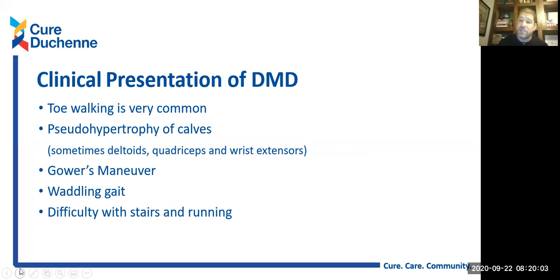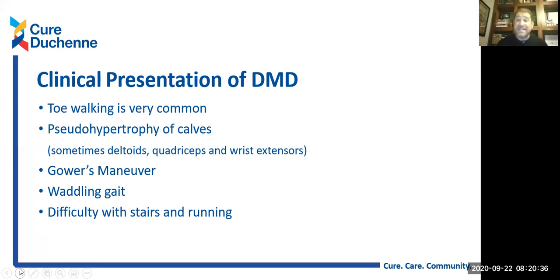So enlargement of the gastroc and soleus muscle, sometimes in the upper body as well, sometimes in the deltoids, wrist extensors, and even the quadriceps, but that's a lot less frequent. The most common thing is the enlargement of the calf muscles. A lot of parents will think that that's due to strength. They're very strong, and so their calf muscles are very big. But in effect, it's the laying down of the fibrosis and the scar tissue, things like that, that are causing the enlargement of the calves.